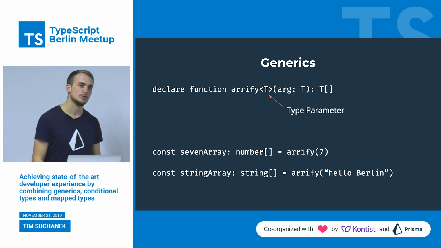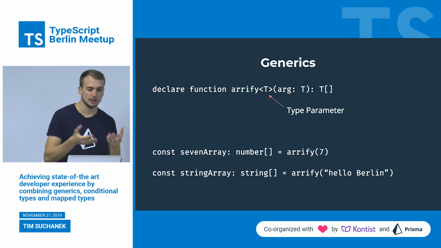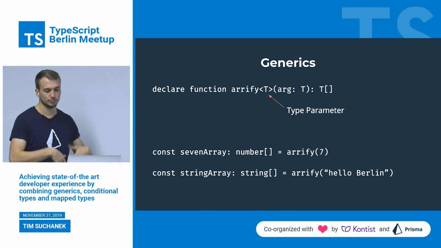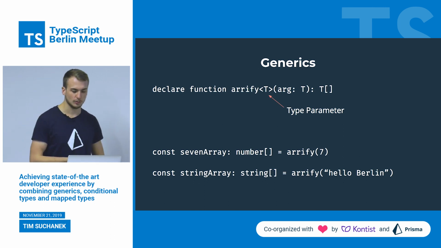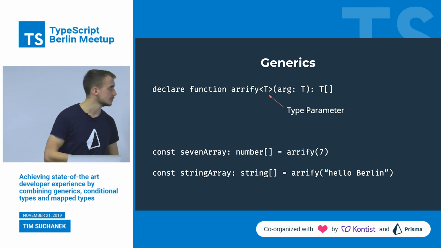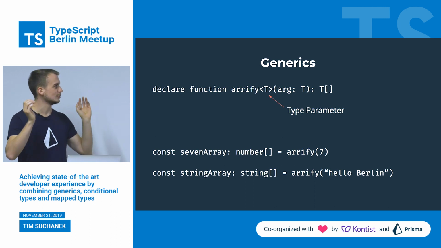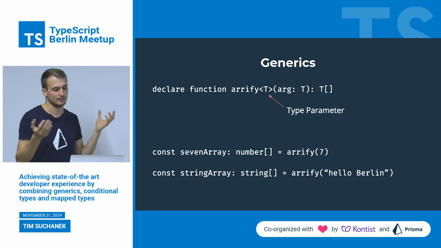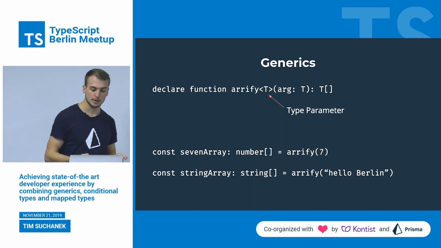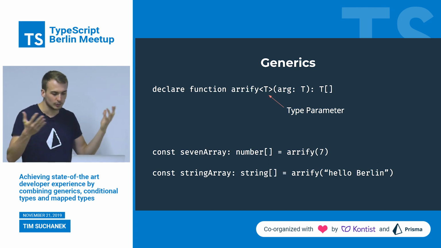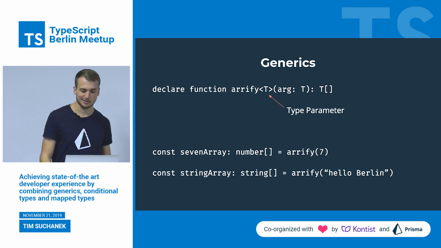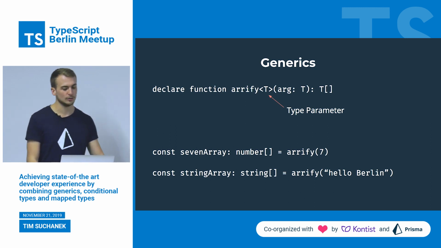And this type parameter helps us here because we don't care what kind of type that is. We just turn it into an array. Examples here: we want to make 7 into an array, so we just have an array of 7. So we get an array of number, or if we pass in a string, we get an array of strings. So very basic concept, and note the type parameter is very important here.